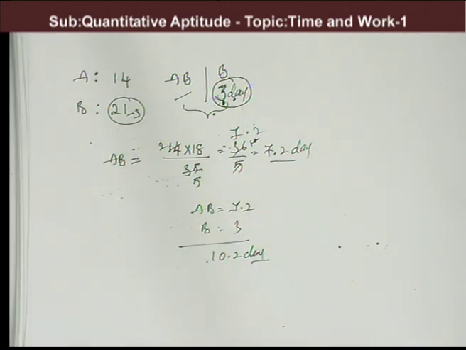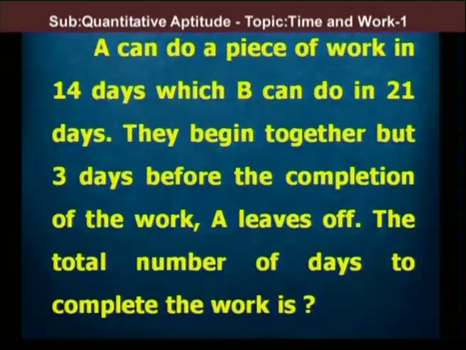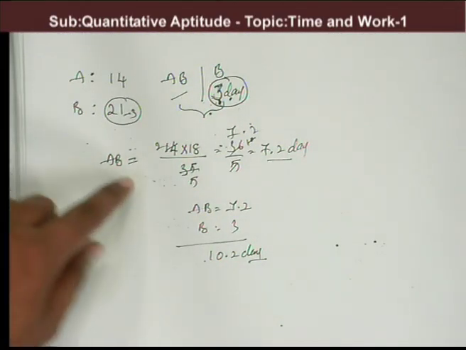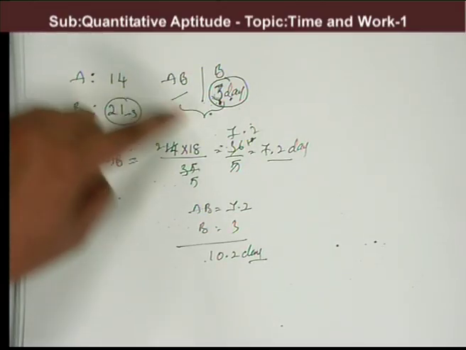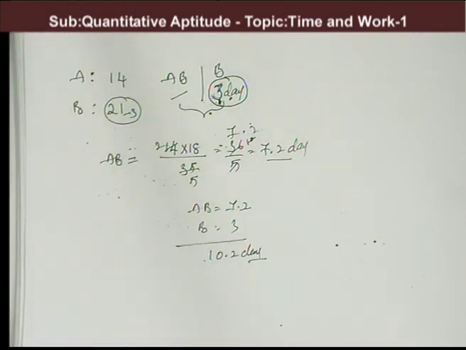That is a simple thing. So, A left the job, and that means for the 3 days B alone is working. Whoever is working alone for 3 days, those 3 days will be removed from the whole working days. So, 21 minus 3, that is 18. So, A and B working together, that means 14 into 18 by 35, if both are working together. That is very simple, the same question as before, but the narration of the question is completely different.